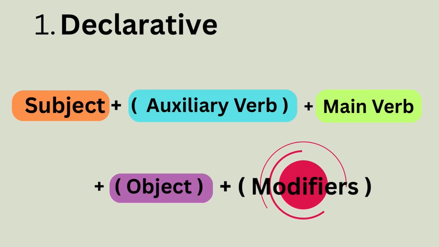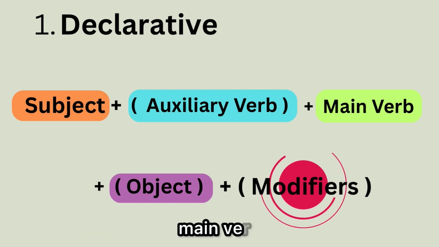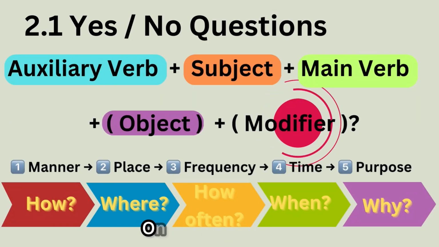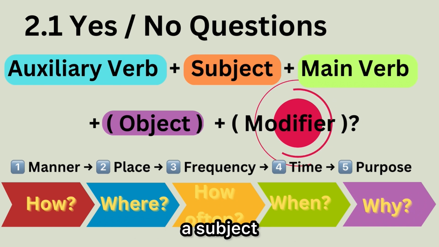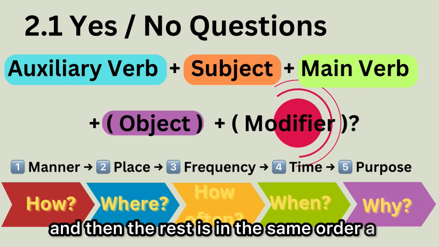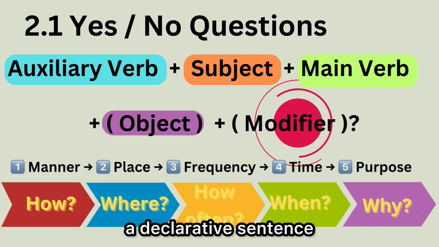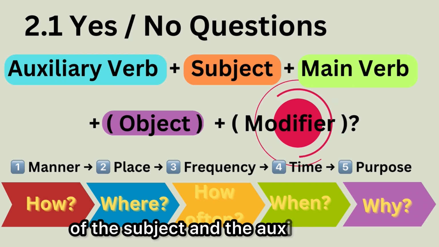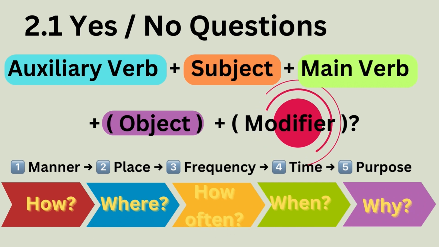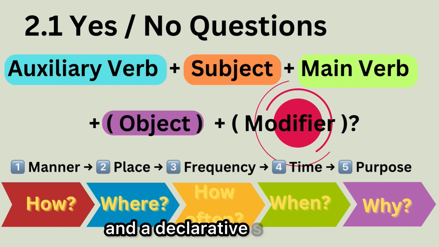If you remember, the declarative sentences start with a subject, which is followed by an auxiliary verb, main verb, object, and modifier. On the other hand, a yes/no question starts with an auxiliary verb, which is followed by a subject, a main verb, and then the rest is in the same order as a declarative sentence. You can notice the switch of the positions of the subject and the auxiliary verb between a yes/no question and a declarative sentence.